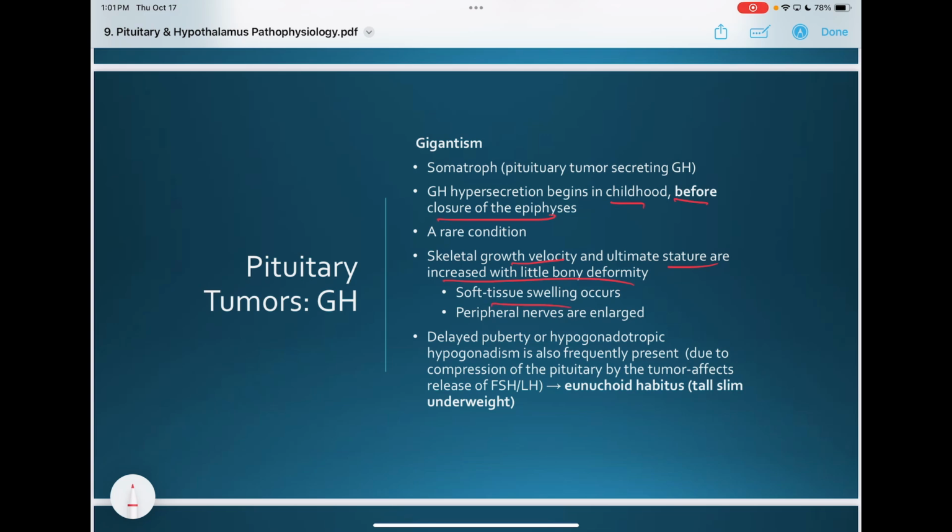Soft tissue swelling occurs. Peripheral nerves also get enlarged. So everything grows. They may have some delayed puberty or hypogonadotropic hypogonadism. That sounds like it's repeating itself, but it's not. So the first part, hypogonadotropic, is referring to what? The releasing of the hormones, right? So we're not having enough hormone being released. Therefore, that results in hypogonadism. And what's hypogonadism?